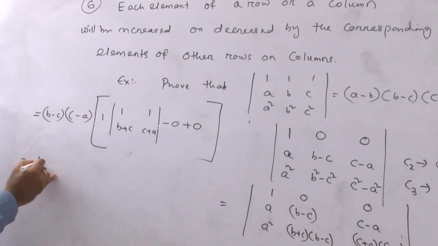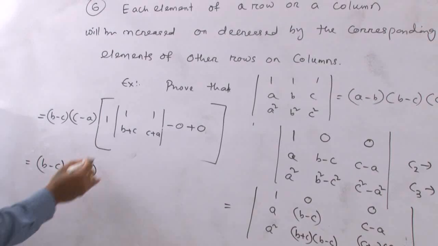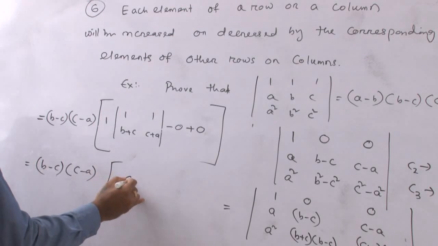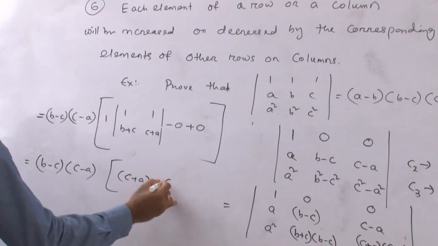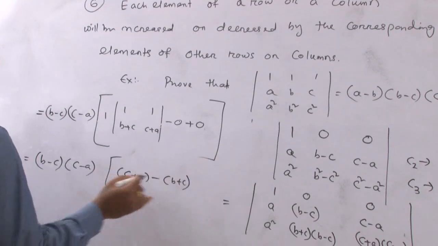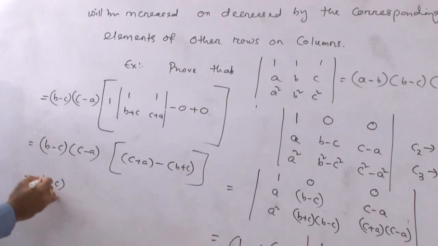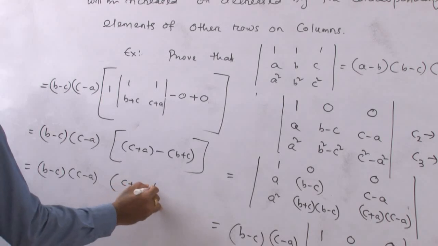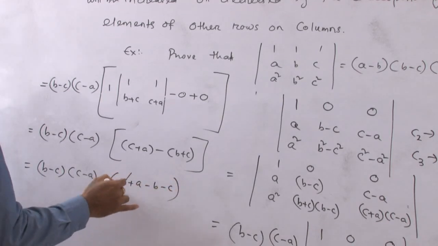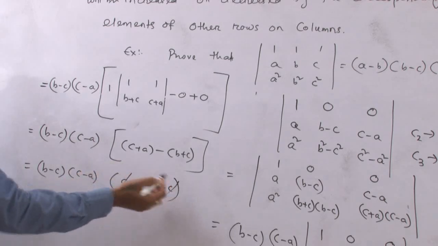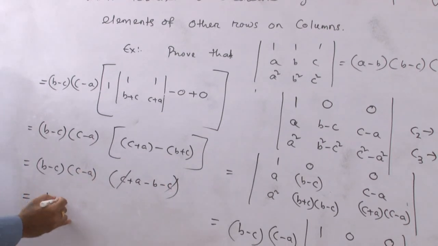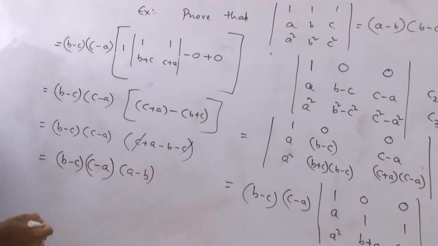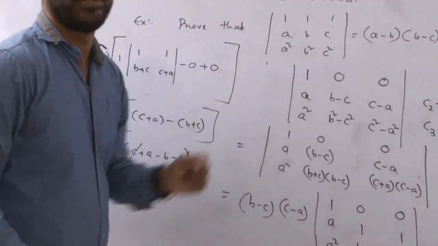So b minus c into c minus a, and if we calculate, we get c plus a minus b plus c. If we break the bracket, we get c plus a minus b minus c. Here plus c and minus c cancel. So we get b minus c into c minus a into a minus b. This is the answer to this question.